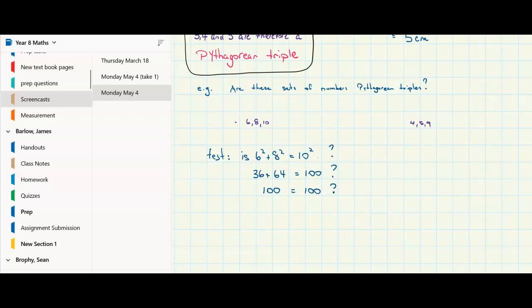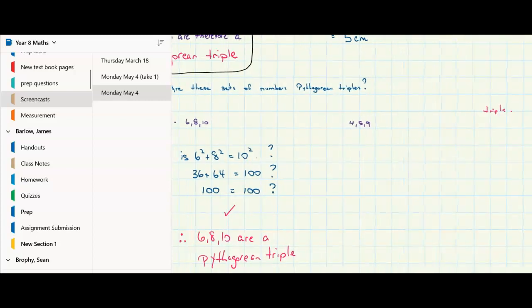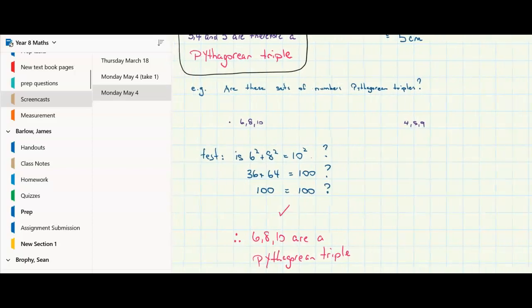Therefore, 6, 8, 10 are a Pythagorean triple. We can make a right angle triangle out of these three numbers. Centimeters, meters, kilometers, whatever. Let's test 4, 5, 9. Are the numbers 4, 5, 9 a Pythagorean triple?